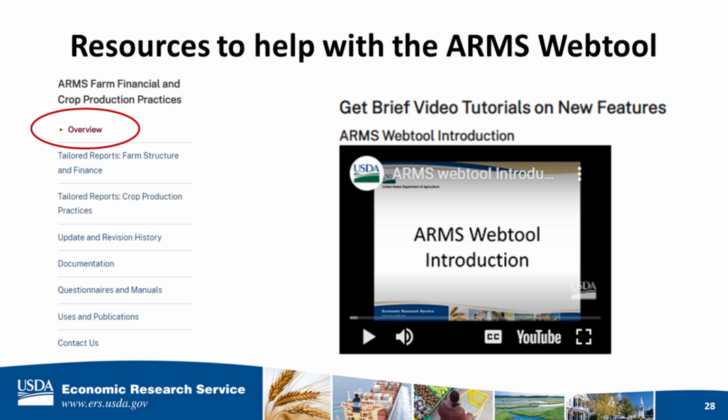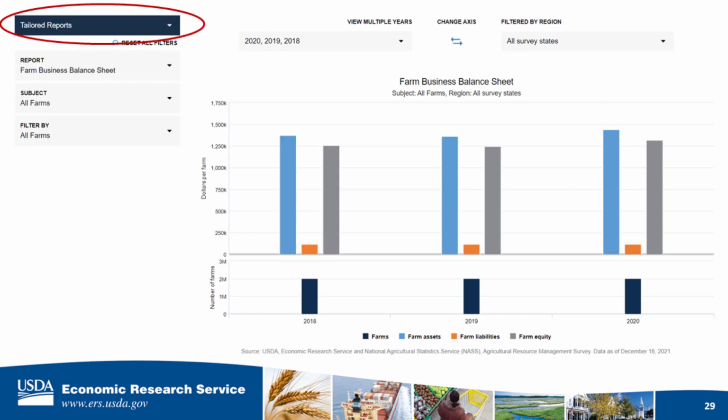In the same ERS homepage, on the top left, you'll see the overview. Under that overview, in the middle, you'll see brief video tutorials on how to get access to ARMS Web Tools. It also has information related to the API key and how to download the data using different software.